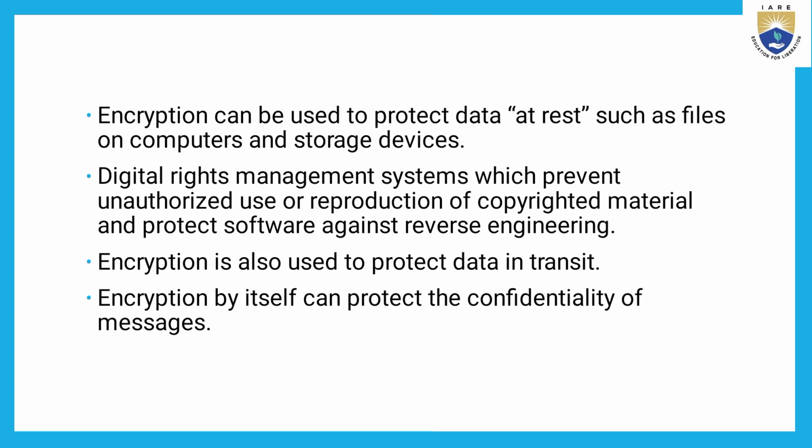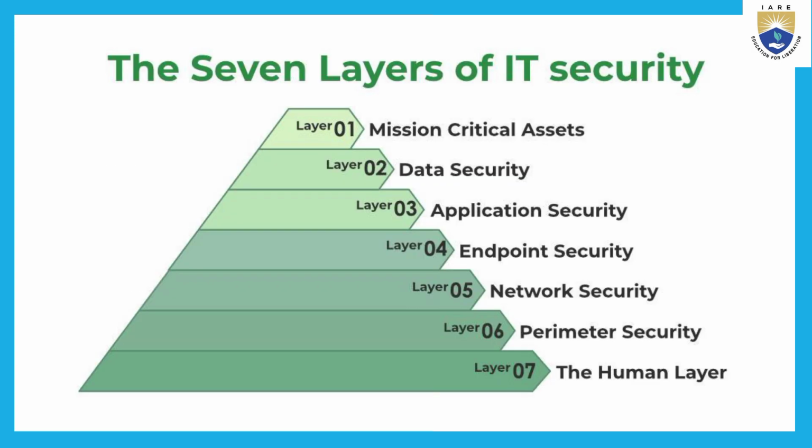Digital rights management systems prevent unauthorized use or reproduction of copyright materials and protect software against reverse engineering. Encryption is also used to protect data in transit. Encryption by itself can protect the confidentiality of messages. The seven layers of IT security. Layer 1, mission critical assets. Layer 2, data security. Layer 3, application security. Layer 4, endpoint security. Layer 5, network security. Layer 6, perimeter security. Layer 7, the human layer.